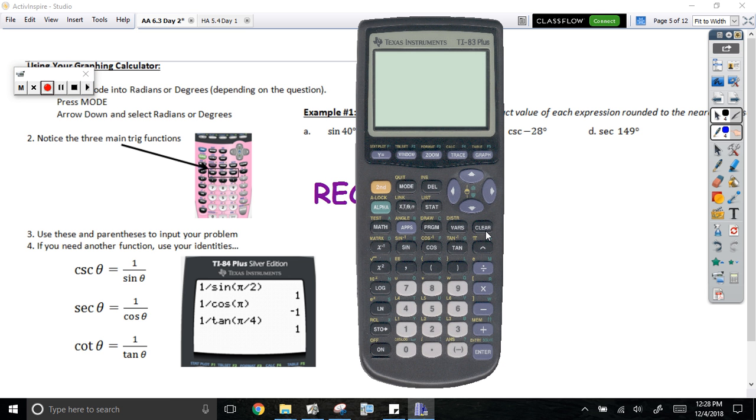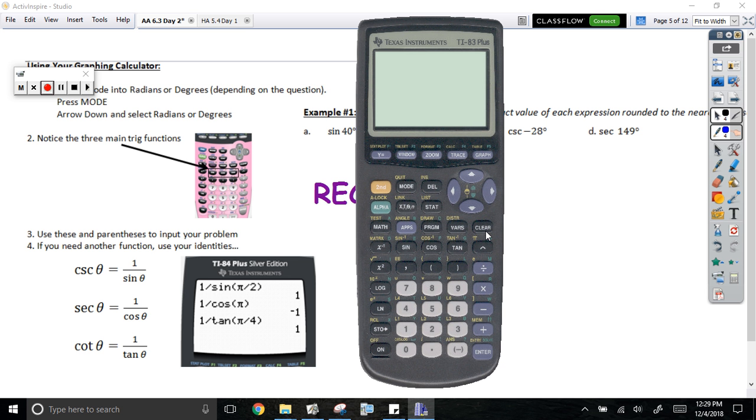Cotangent. Okay, we will not be using the inverse sine, inverse cosine, or inverse tangent yet. Those are only for if you are asked to find an angle measurement and you're given two sides. These do not represent cosecant, secant, and cotangent. So just be aware of that.